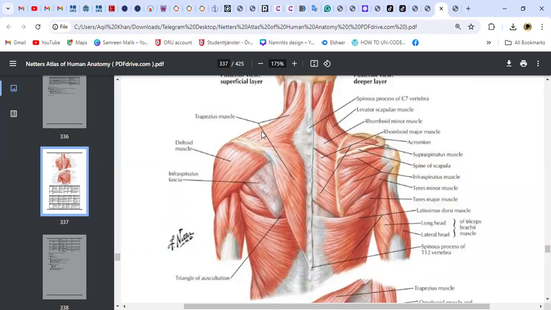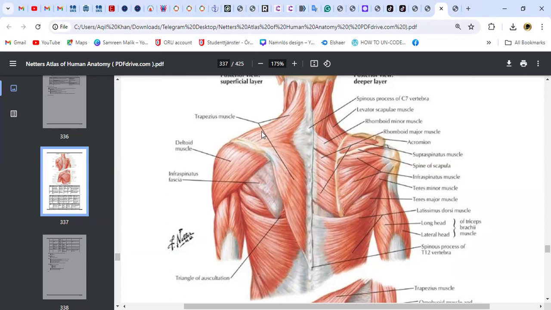And its function basically is... I lost my page. Someone was cursing me. 337. Okay, let me find it. Got it. Found it. Lost it. 337, 347. Wait. Right.